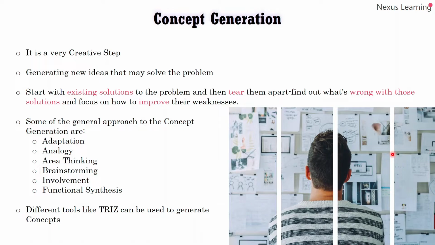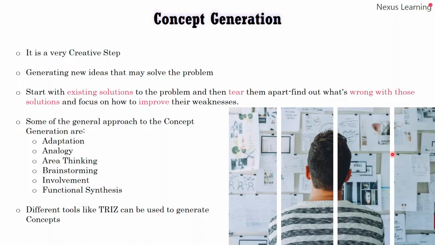We do analogy. We do area thinking. We do brainstorming. We do involvement. We do functional synthesis. All these sorts of things we do. Brainstorming is nothing but we sit together, we throw out ideas, and we note them down. There is no bad or good idea. There are ideas which we discuss. Area thinking is nothing but we restrict ourselves to a particular area of the subject and we do discussion around that particular area. So that's what it is.